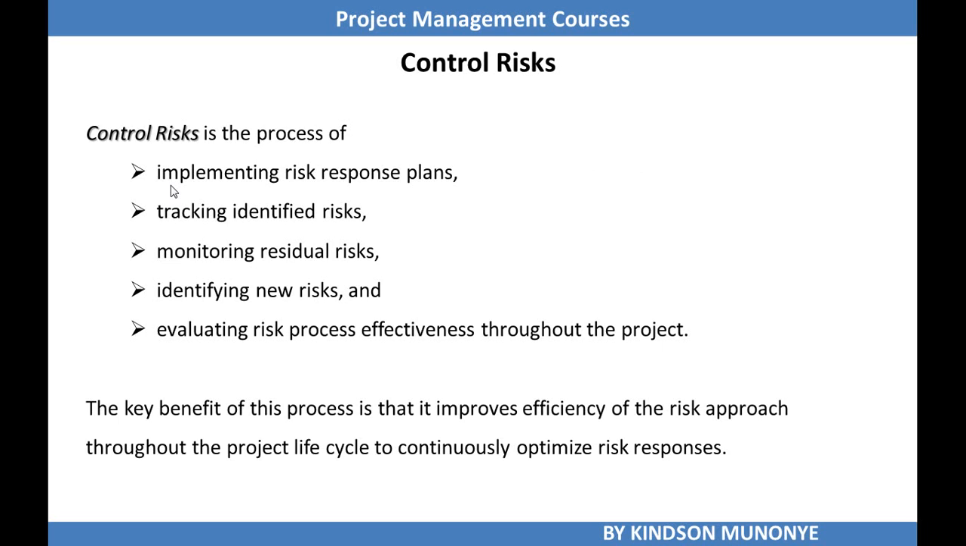Control risks is the process of implementing risk response plans, tracking identified risks, monitoring residual risks, identifying new risks, and evaluating process effectiveness throughout the project. The key benefit of this process is that it improves the efficiency of the risk approach throughout the project life cycle to continuously optimize risk responses. So take note of these 5 points: implementing the response plan, tracking the identified risks, monitoring residual risks, identifying new ones, and evaluating the effectiveness of the process.